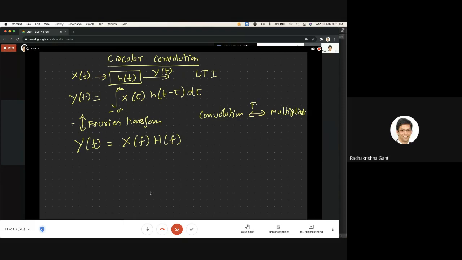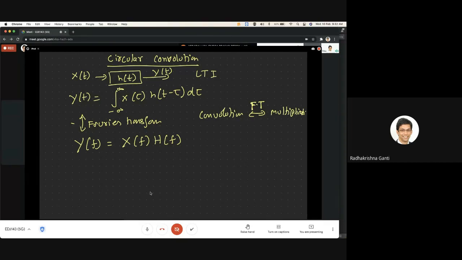So in the time domain, if you convolve, in the frequency domain it multiplies. In the frequency domain, if it convolves, in the time domain it multiplies. Essentially, what is said in technical terms is that convolution plays very well with multiplication using Fourier transforms. Now I want to see if something similar holds true for FFTs and DFTs.